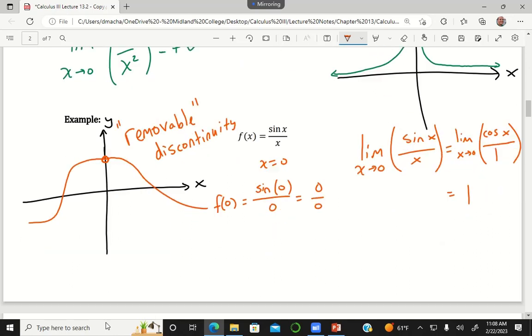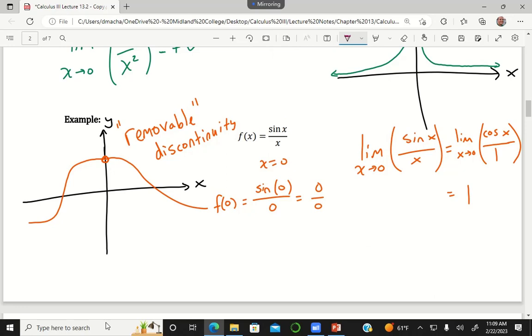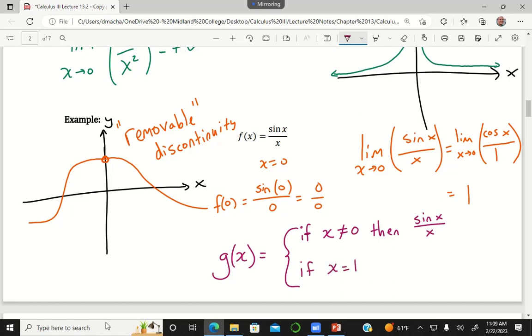And specifically, I like the word removable because this discontinuity could be removed. What if I defined another function, g of x, and g of x is going to be a piecewise function, and for the first piece of the function I say, well, if x is not equal to 0, then sine of x over x. And if x equals 0, then 1.